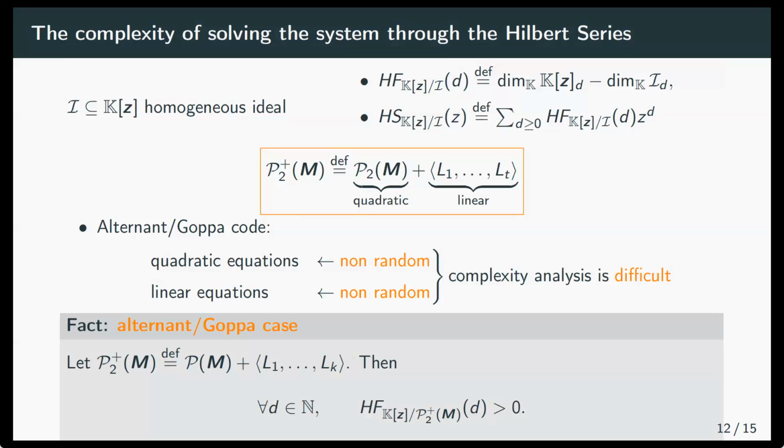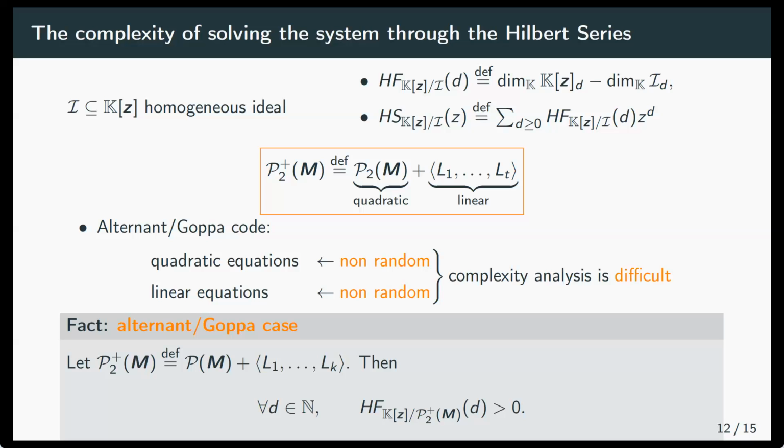So now we want to understand the complexity of solving such a system. And a very useful tool in algebraic analysis is the Hilbert series. Just recall very quickly that for a homogeneous polynomial ideal I, the Hilbert function at some degree d is defined as the difference between the dimension of the vector space generated by degree d monomials and the dimension of the vector space generated by degree d polynomials in I. The Hilbert series is just the generating series of the Hilbert function. So we want to study the Hilbert series for our ideal.